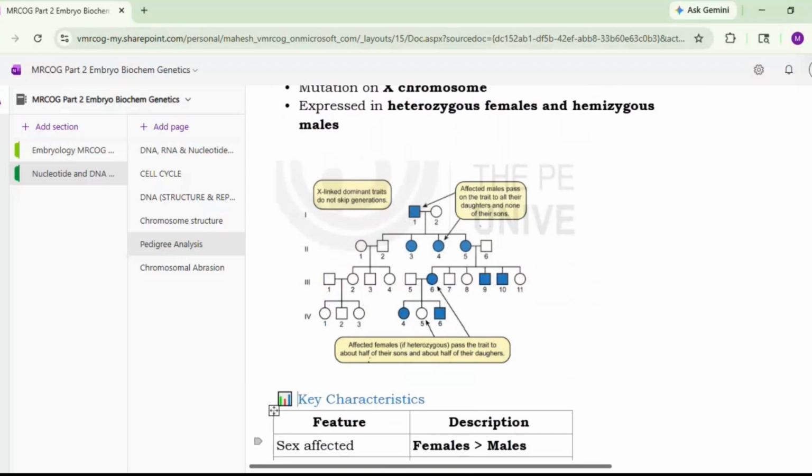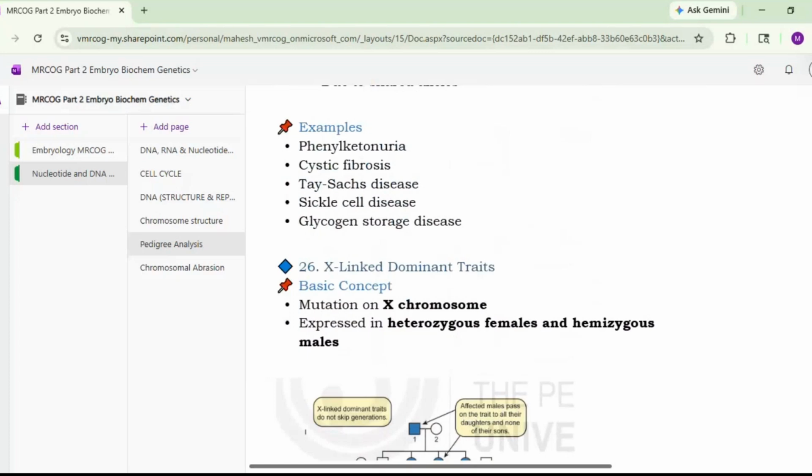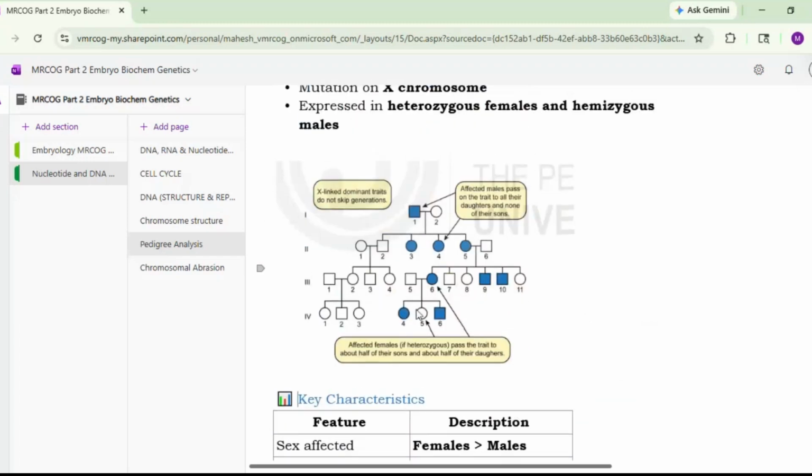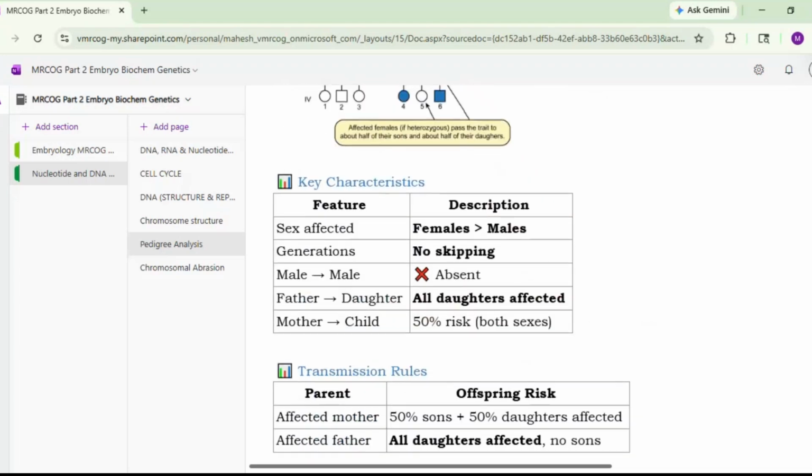So this is the X-linked dominant trait. The key features are: sex affected, females are affected more than the males. Generation, there is no skipping of the generation. Male to male transmission is not seen. Father to daughter, all daughters will always be affected, and mother to child, there is a 50% risk. So both sexes will be affected. Females will be more affected than the males. So when you see that females are affected more, that means we are dealing with X-linked dominant.